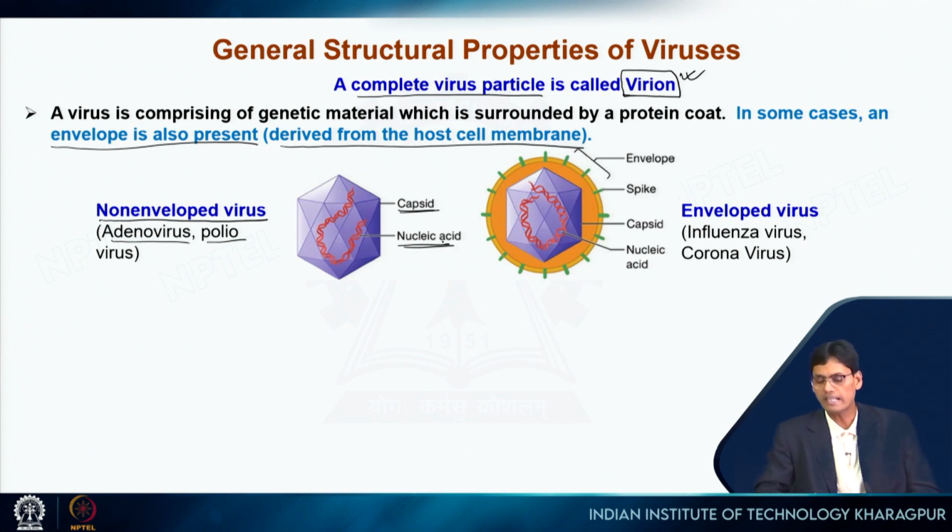Sometimes they might have an envelope, as I already mentioned. For example, influenza virus and coronavirus have an envelope outside. So you have the capsid, you have nucleic acid, and in addition to that, they have an envelope. And sometimes they have some proteins present on the surface. This is called spike, the spike protein. Coronavirus, influenza virus, all of them have spike protein.